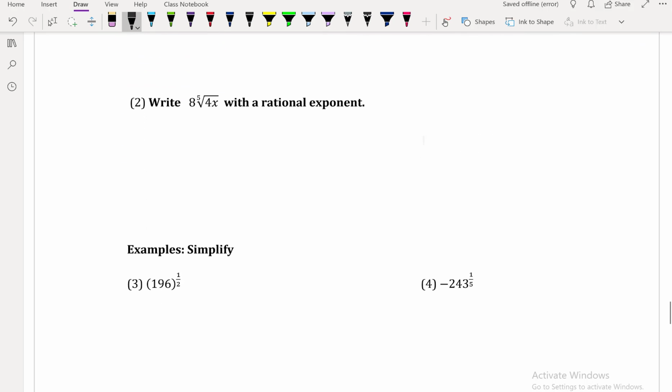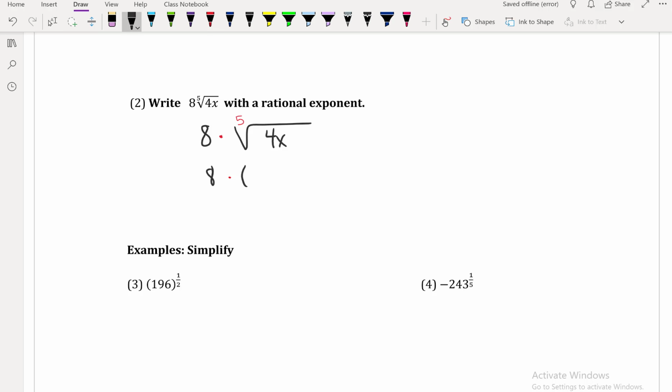Now we're going to do the opposite. Here what we want to do is write it as a rational exponent. So first off, we can see that that 8 is being multiplied. I'm going to exaggerate that so we can see it a little bit more clearly. So I have 8 that's being multiplied, and I have the 5th root of 4 to the x. So now 8 is going to be multiplied.